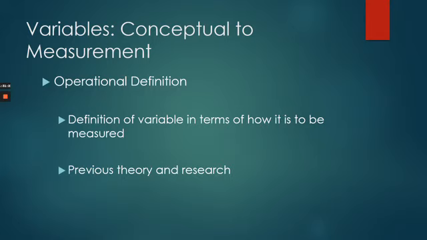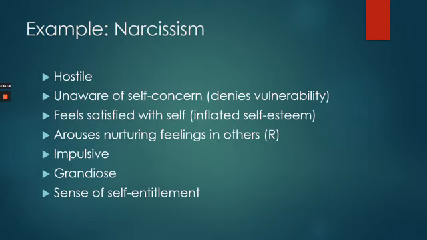So where do we get this definition from? We use previous theory and research. But what I'll say is, even if you have previous theory and research, you should spell it out for yourself when you're doing a research study. So here's an example of narcissism. Narcissism does have a one sentence definition, but if I'm going to study narcissism, I should think about what narcissism means on many levels.